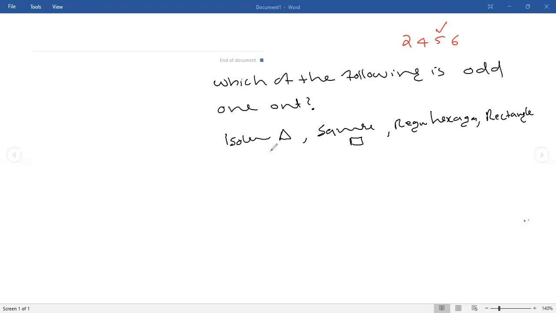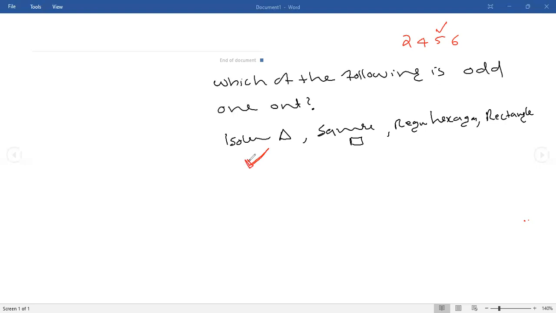Kirti. Hello, Kirti. Sir. What is 2? 2 minus 2, no, means? Sir, 0. No, sir. 3, sir. Sorry, sir. Okay. So now tell me the answer. Isosceles, sir. Isosceles is the answer.